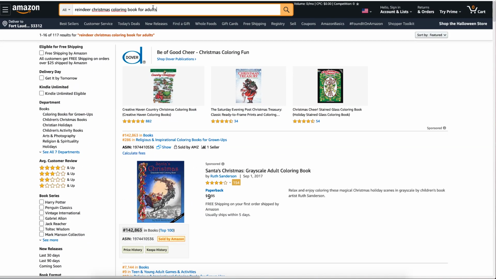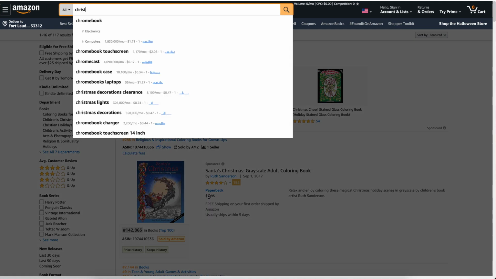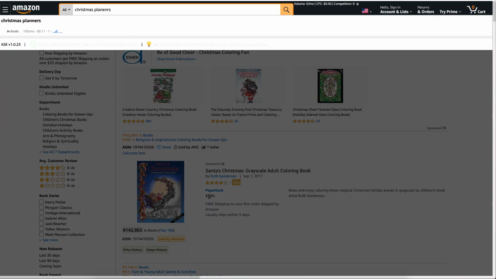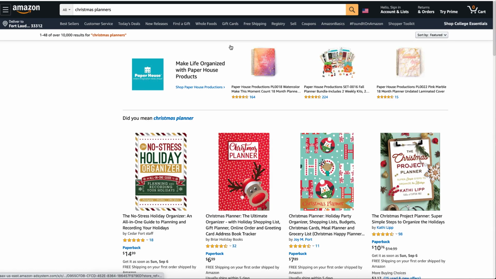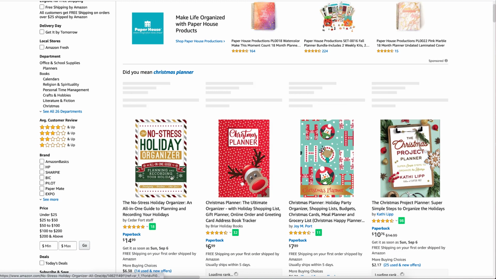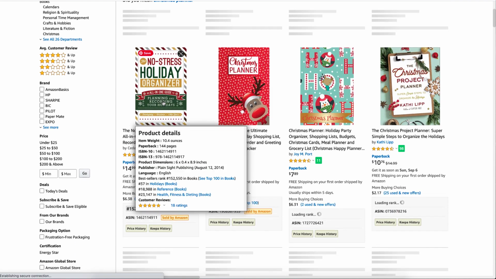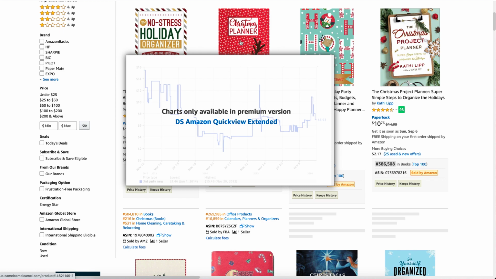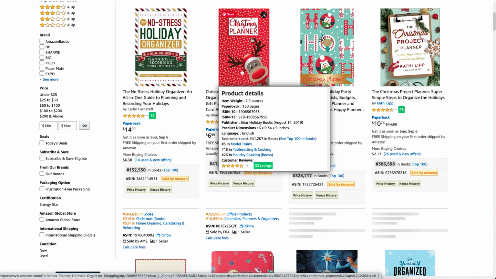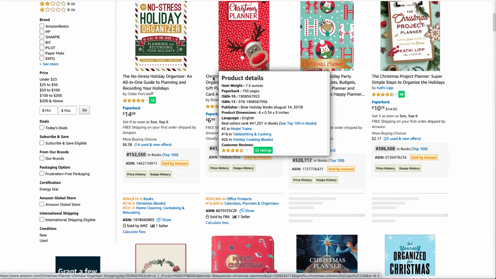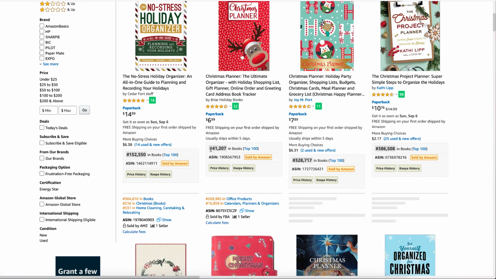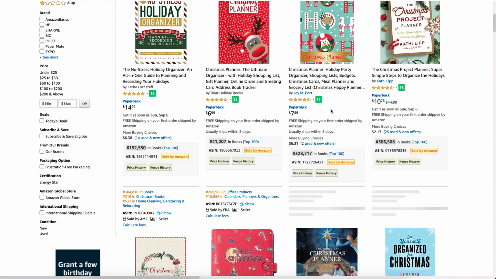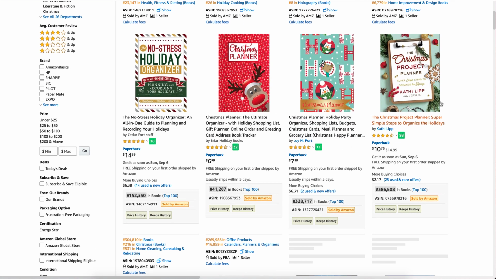So let's go up here and do a search for Christmas. No stress holiday organizer. Selling for $14.99. Yep, the Christmas planner. This is not independently published, but it's still the same. 41,000. People are already planning their Christmas. They're already buying things as well because they don't know about delivery times.